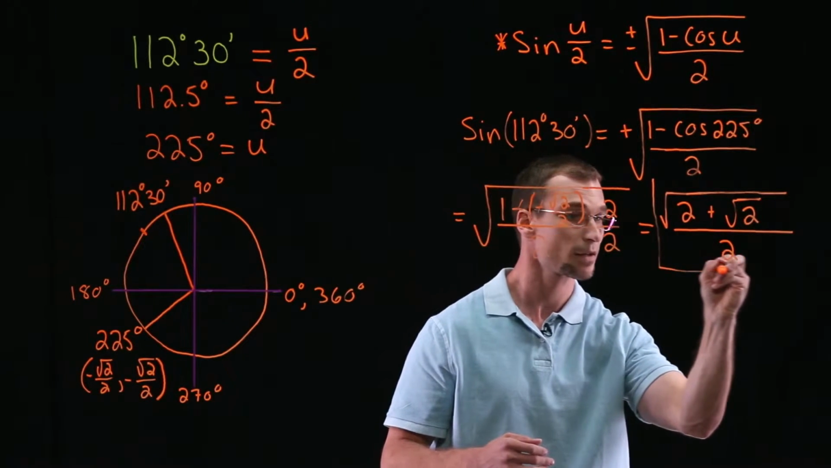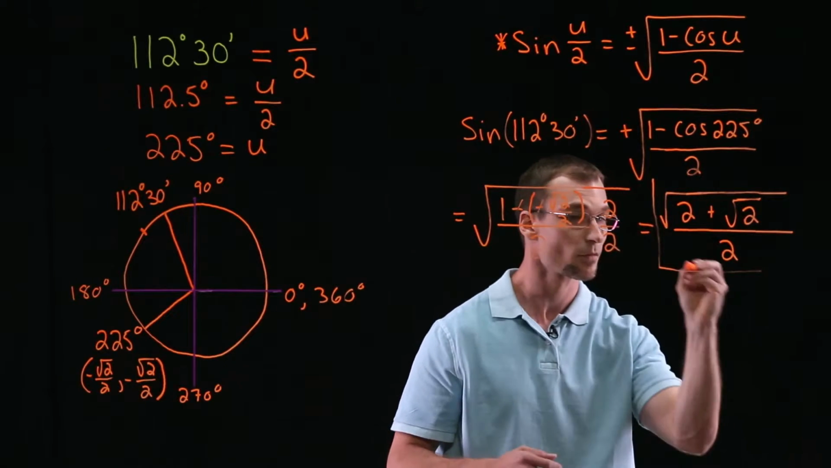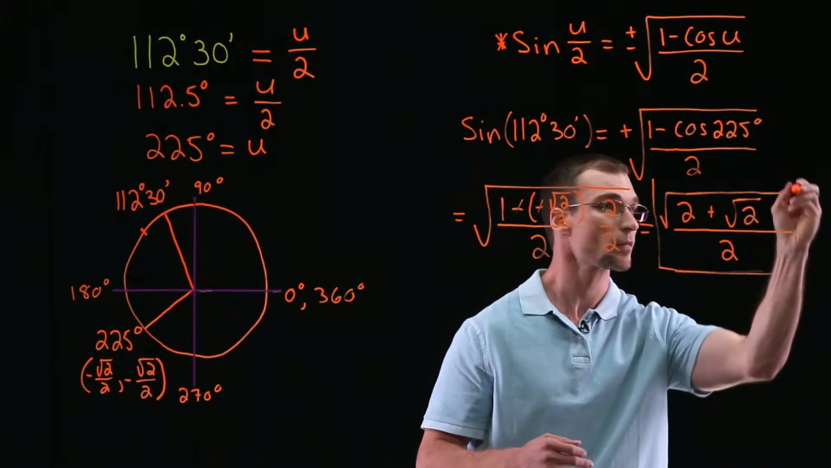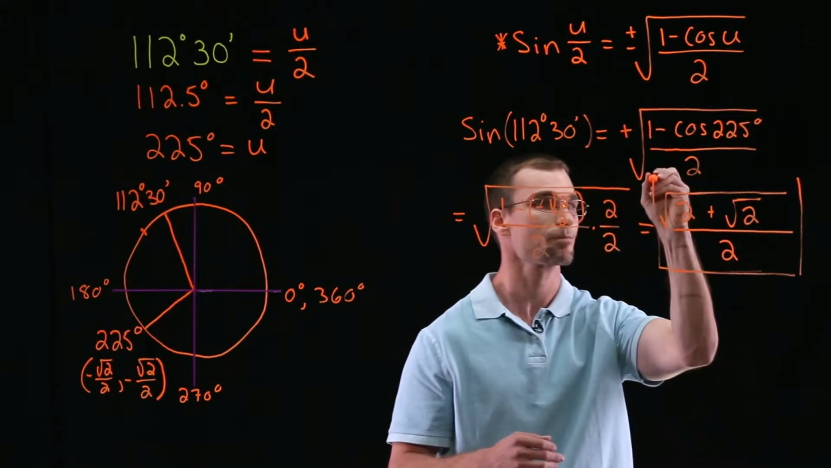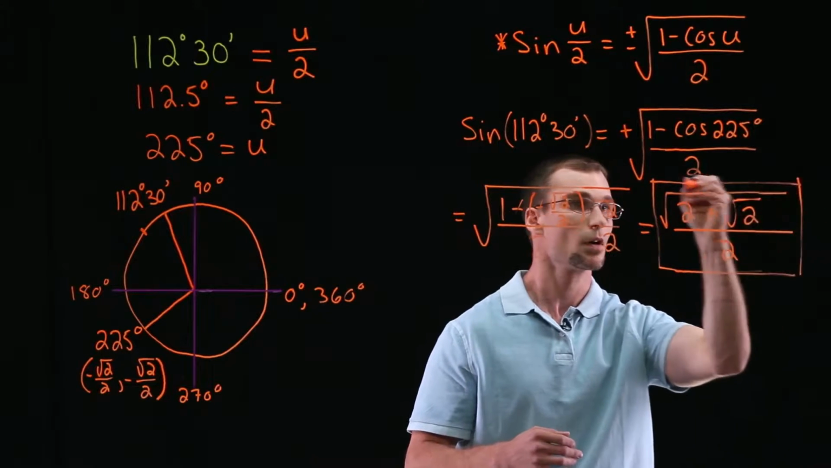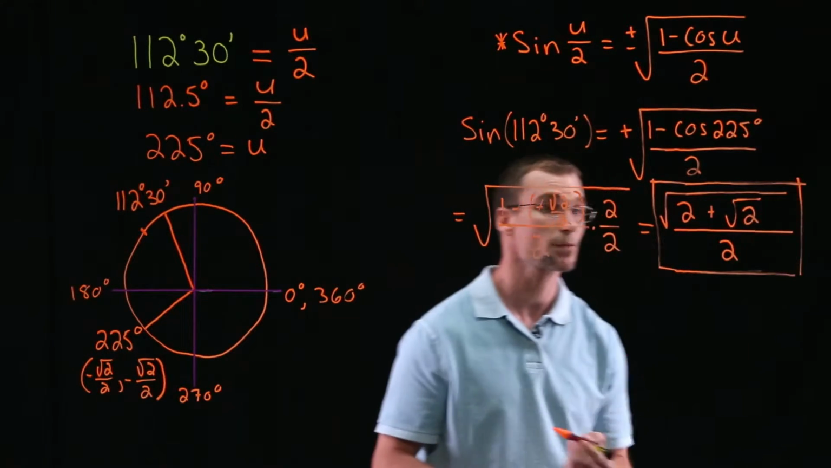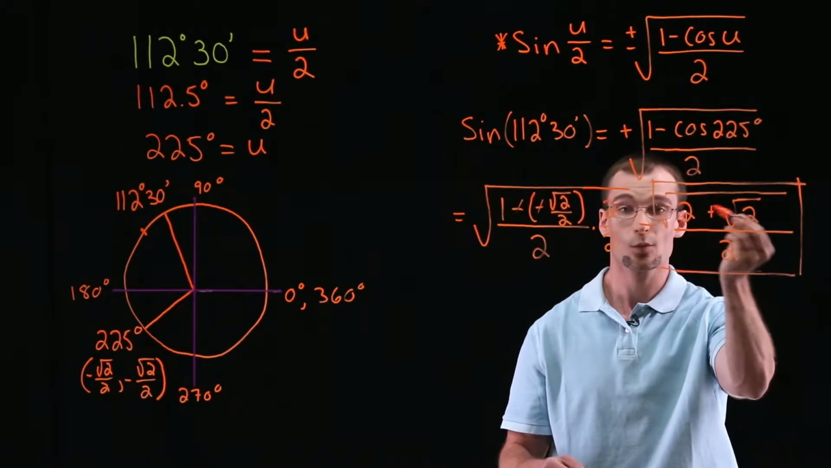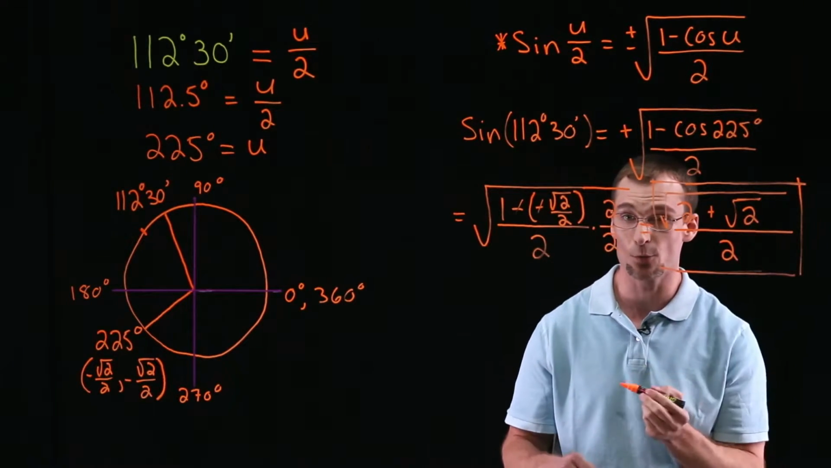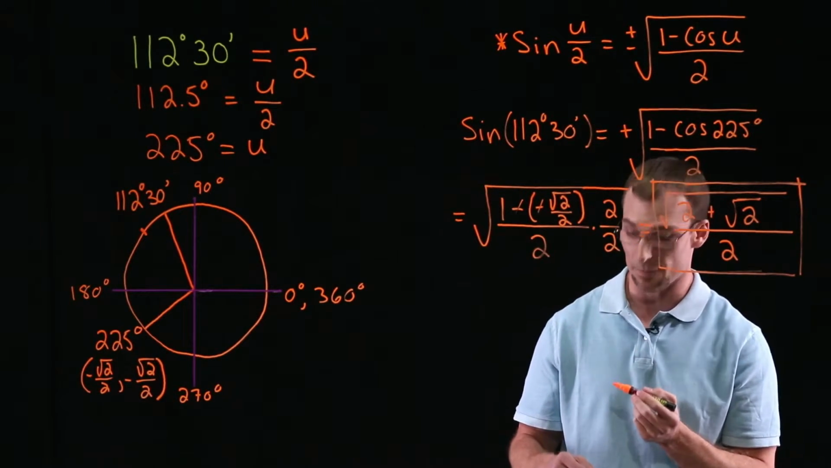So our sine of 112 degrees and 30 minutes is equal to root 2 plus root 2 over 2. Now let's take a look at cosine.